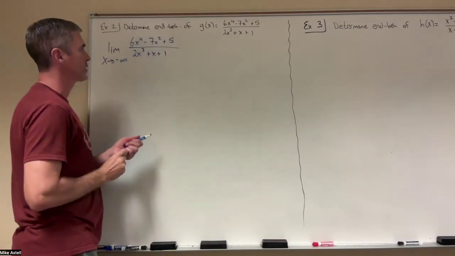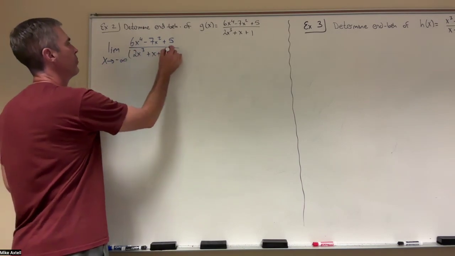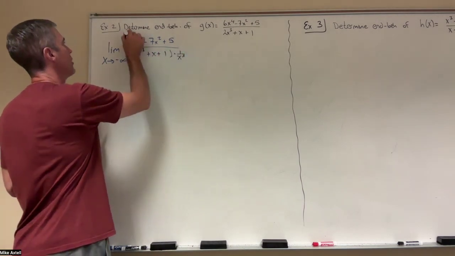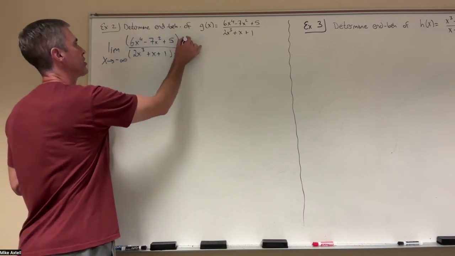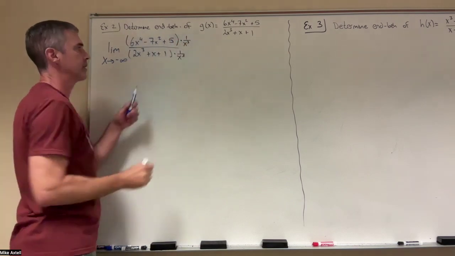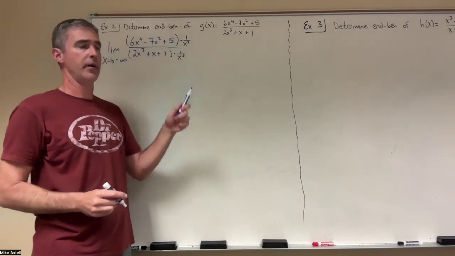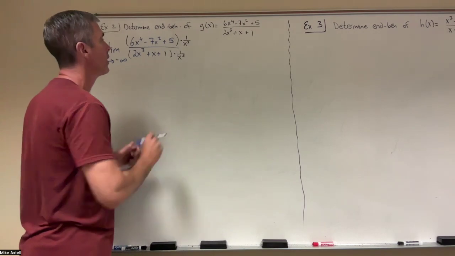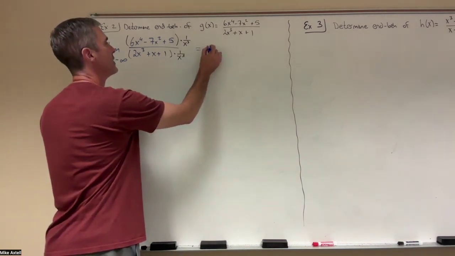The biggest power of x was an x cubed, so I'm going to multiply the denominator by 1 over x cubed, and I'm going to multiply the numerator by 1 over x cubed. As long as I do the same thing to the bottom and the top, I've just basically multiplied it by 1, which hasn't changed the function. Okay, so let's see what happens algebraically.